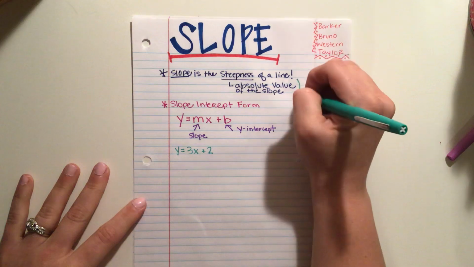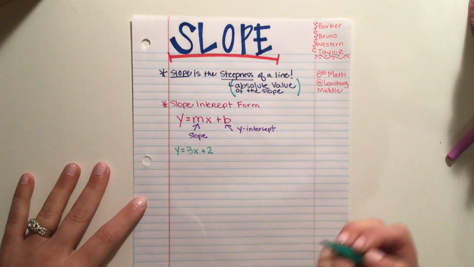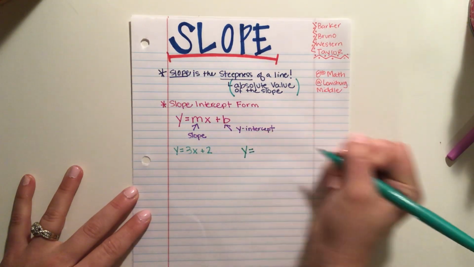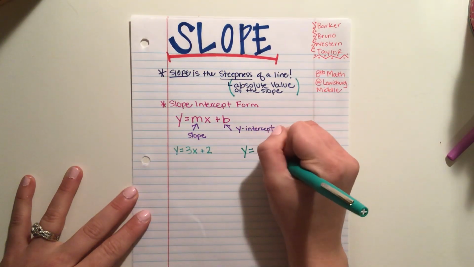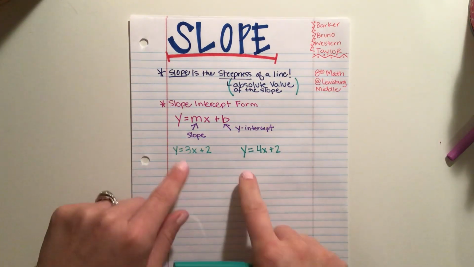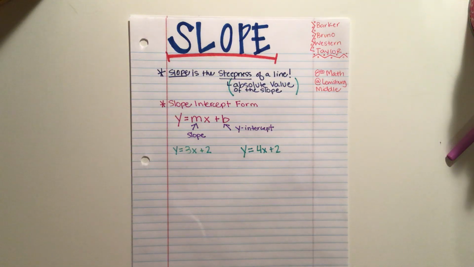All right, so let's get into the actual absolute value to find the steepness. If I have another linear equation, y equals 4x plus 2, well, they're both starting at 2. One is growing by 3 every time, and one equation is growing by 4 every time. So which one is steeper? Obviously 4 is steeper because it has the greater absolute value. 4 is bigger than 3. It is growing by 4 every time, so that's going to have a steeper increase.